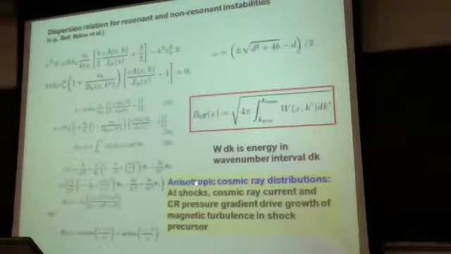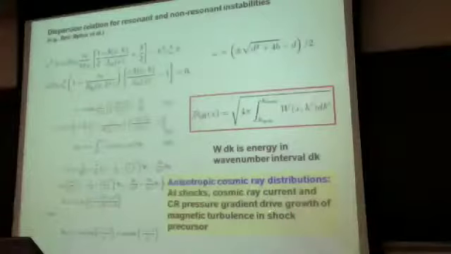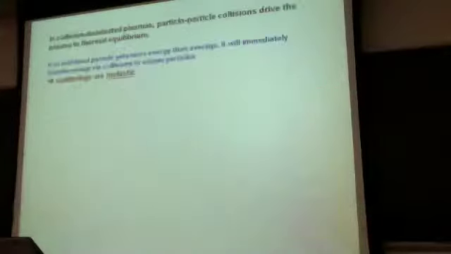Okay, the basic idea is that you have anisotropic cosmic ray distributions being accelerated at the shock. So the pressure gradient from the anisotropic cosmic ray distributions drives the growth of this magnetic turbulence. Simple idea, very complicated plasma physics there.